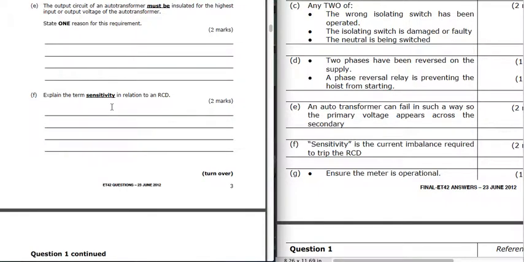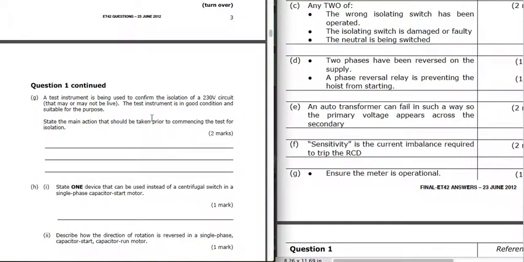The term sensitivity in an RCD, so that's just the amount of current required to trip the RCD. So an RCD used in a hospital would be more sensitive than an RCD in a domestic installation. It would require less current to trip it.